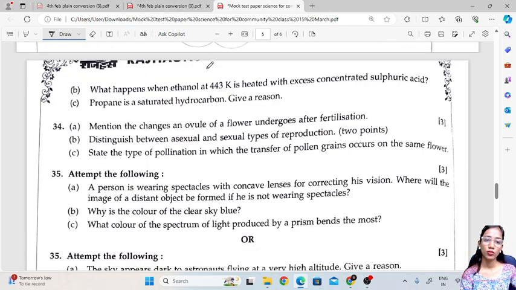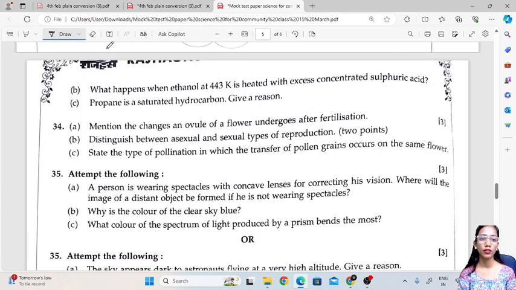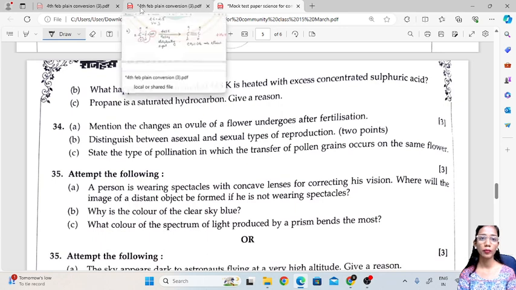Propane is a saturated hydrocarbon. Give a reason. Why is propane called a saturated hydrocarbon? Because propane has only single bonds. It is a single bond between the carbon atoms.